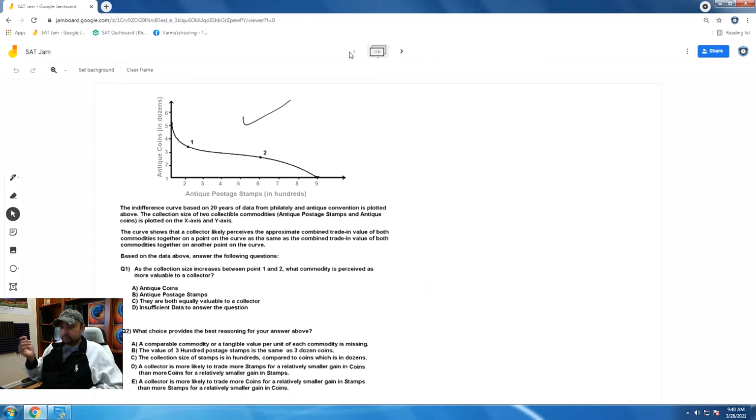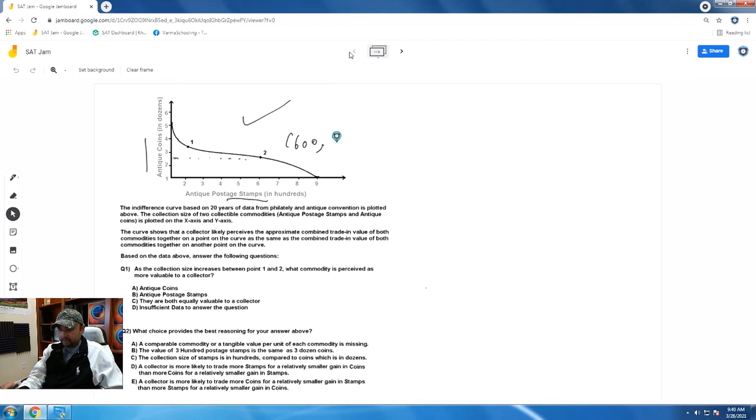We're just trading. So same thing. In our scenario, we have two commodities. We've got stamps and we've got coins. And it's telling me that at one of these points, let's say point 2, I have 600 stamps, or a collector has 600 stamps, and this is about 2.5, so let's say about 2 to 3 dozen.